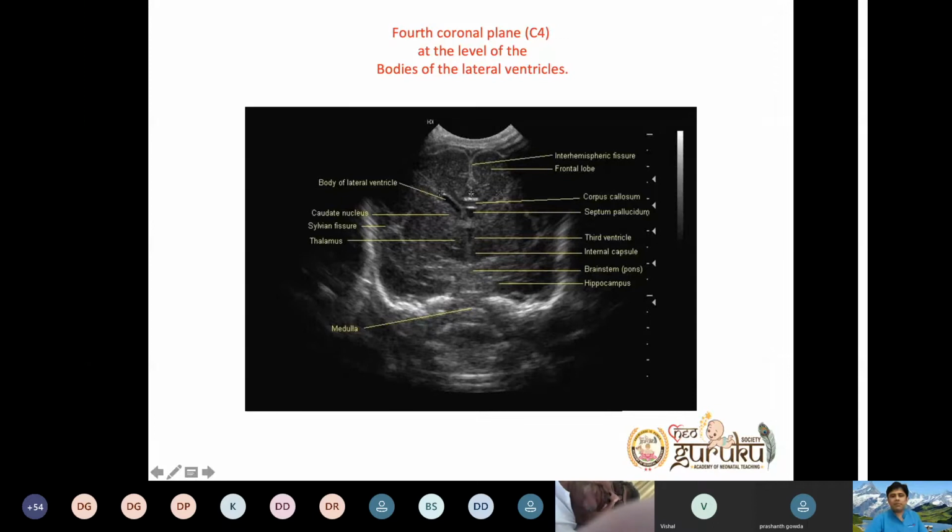This is your temporal lobe, hippocampus, and part of the brain stem you start seeing when you start tilting the probe, because the brain stem is a little angulated and placed attached to the brain.